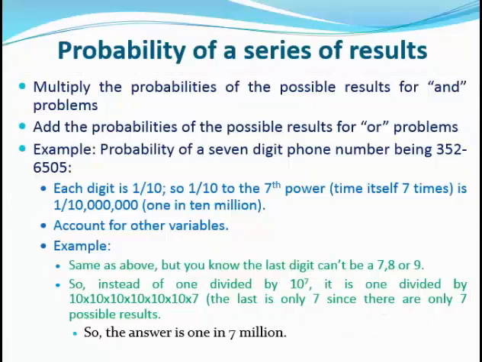So always make sure to account for the conditions. Take the odds of each possibility individually. Multiply them all up. Obviously, you can do this on a calculator. You don't have to do it by hand. And getting the probability of any given series of results should be relatively easy.